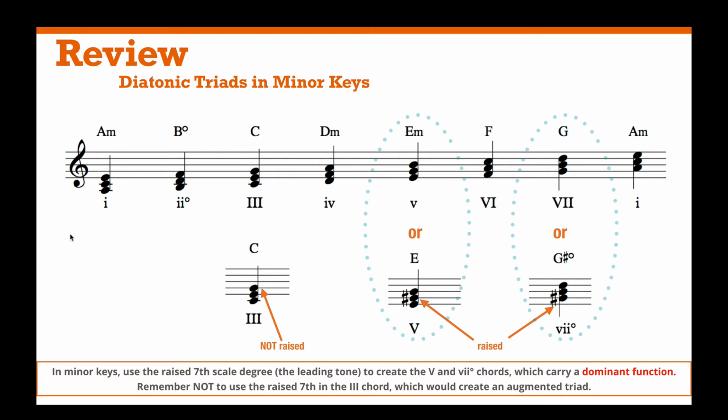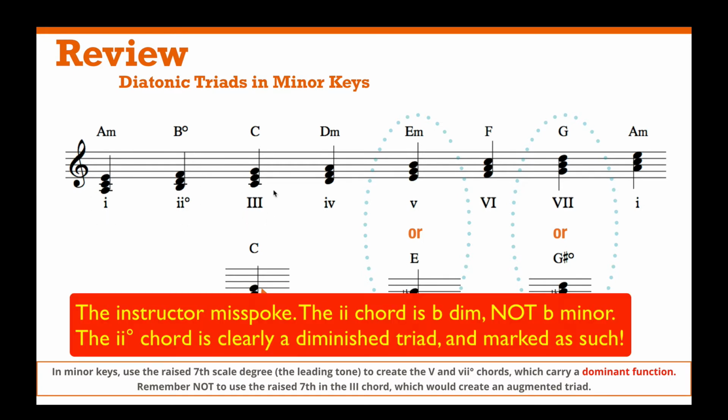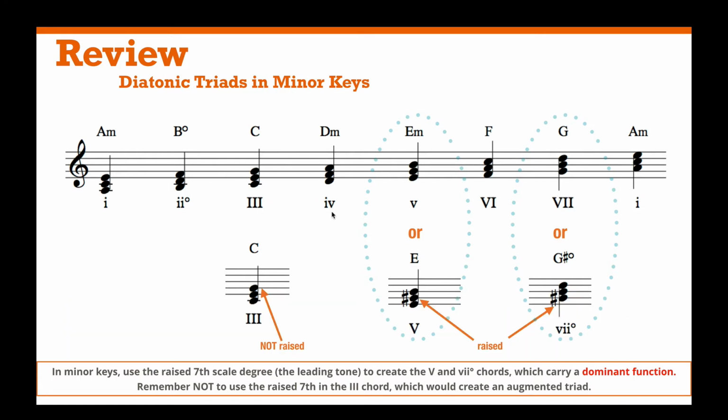Specifically in the key of A minor, the 1 chord is A minor. The 2 diminished triad is B diminished. The 3 chord is a major triad, C major. The 4 chord is a minor triad, D minor. In natural minor, the 5 chord is a minor triad, E minor. If you're using the harmonic minor scale, that 5 triad is now major, E major in this key.